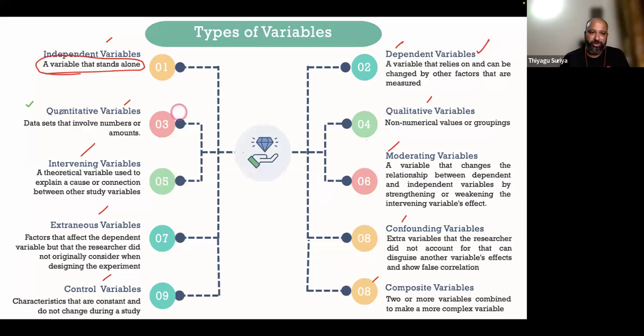Please don't make any tick marks. A quantitative variable can be measured in quantifiable measurement, like amount. A qualitative variable cannot be measured in numerical format. It is called non-numerical, right?